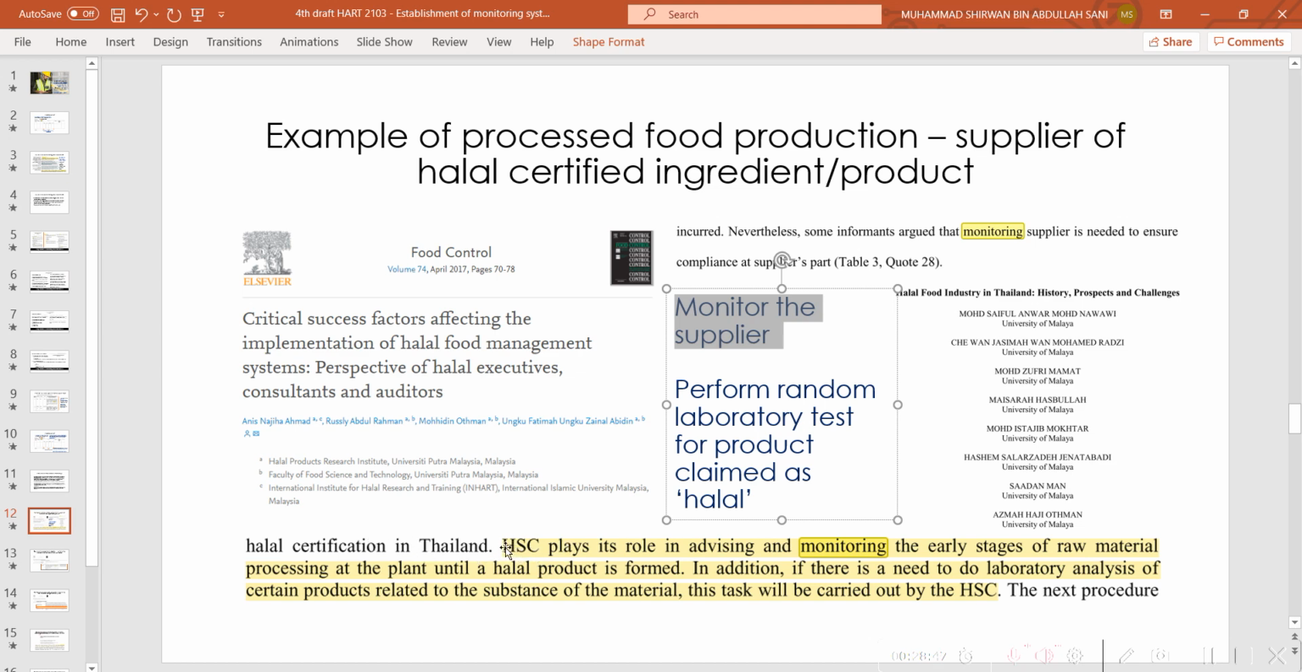So in Thailand, they have the Halal Science Center (HSC), where this HSC advises and carries out the monitoring activities of the raw material processing until it reaches the production. All right. So usually any company will send their sample to this HSC to ensure that their product or ingredient are halal. So having a laboratory test internally can also be used as the process of monitoring.